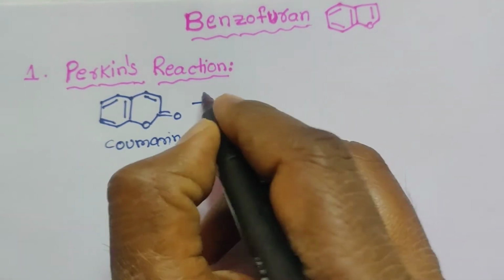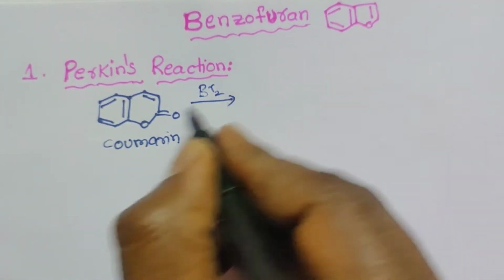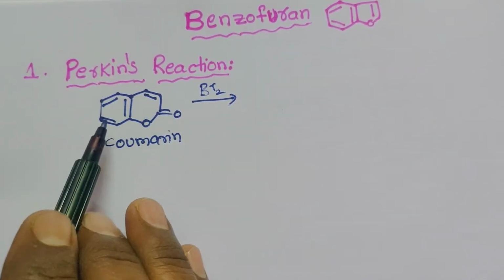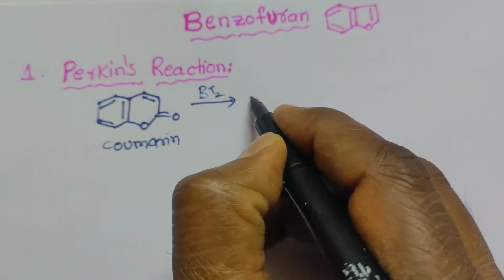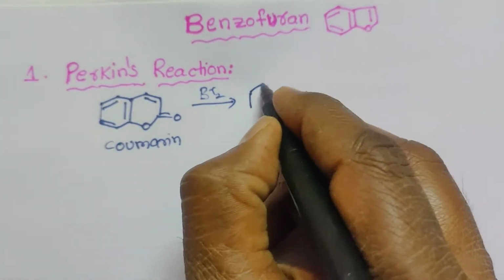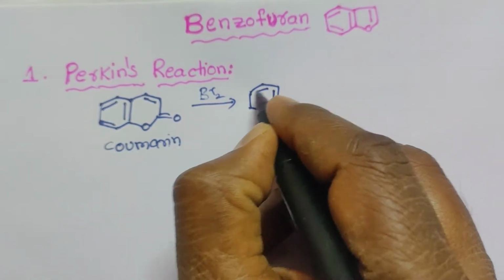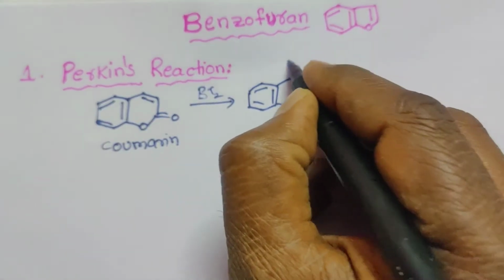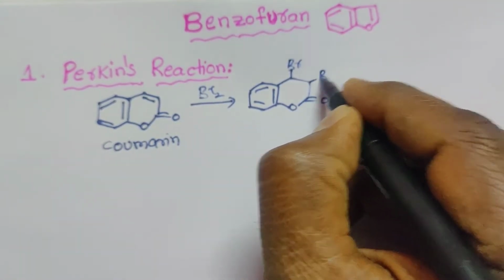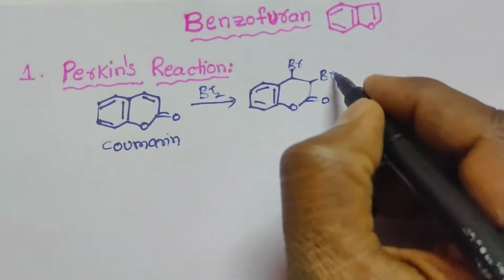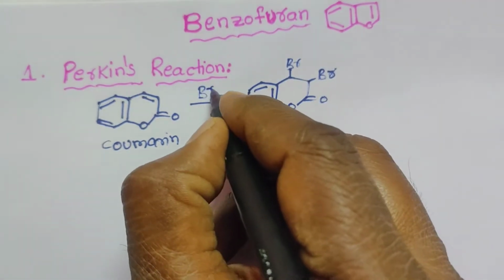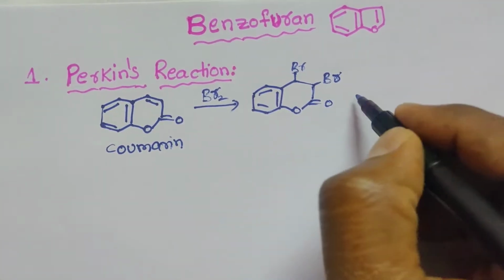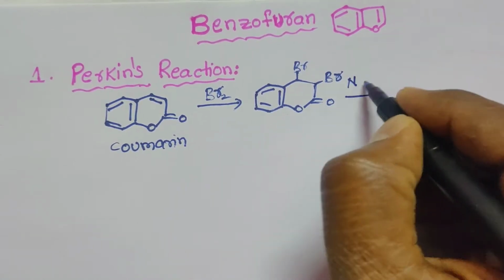It is treated with bromine in the first step. As one double bond is present in the coumarin, it undergoes the addition reaction with the bromine and we get an addition product like this. So here one bromine is substituted and one more bromine is substituted here. So this is the addition product obtained from the coumarin on treatment with the bromine. Then this addition product is treated with the NaOH base.